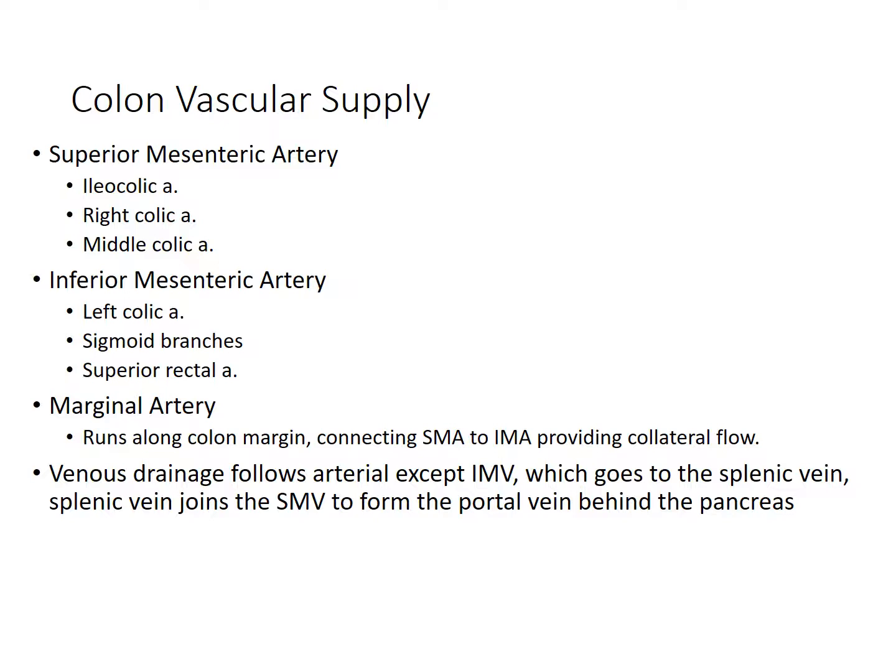Then you have your marginal artery, which runs along the colon margin, and that connects your SMA to IMA, providing collateral flow. It's not a direct connection, though. It runs along the colon margin, also known as the artery of Drummond. There's another artery called the arc of Riolan, which actually is more central, and that basically attaches the IMA and the SMA pedicles, also supplying collateral flow.